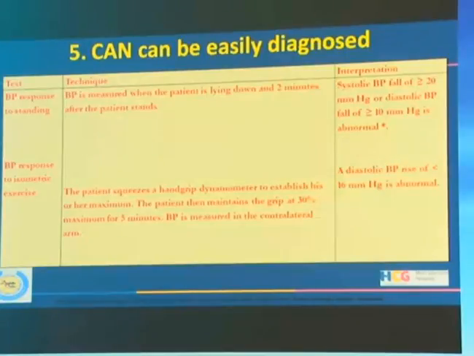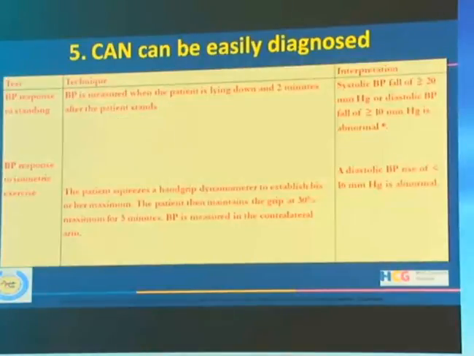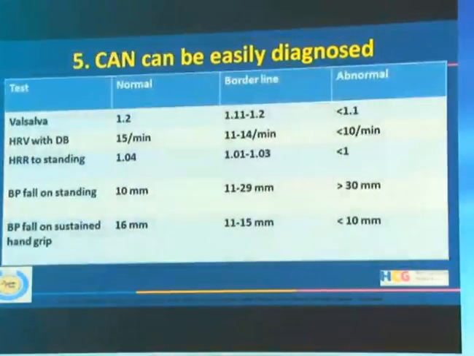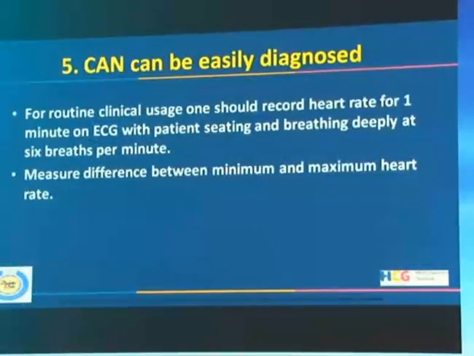Apart from that, we have 2 other tests for parasympathetic involvement and 2 tests for sympathetic involvement. These are the results that would decide the involvement of the systems. That is Valsalva, HRV with deep breathing, heart rate changes in response to standing, BP fall on standing, and BP fall on hand grip. So CAN can be easily diagnosed.